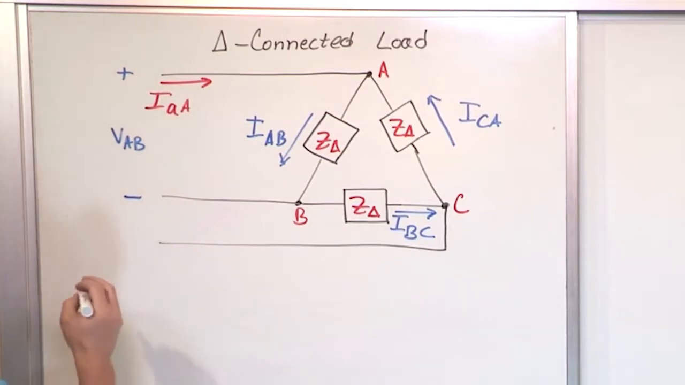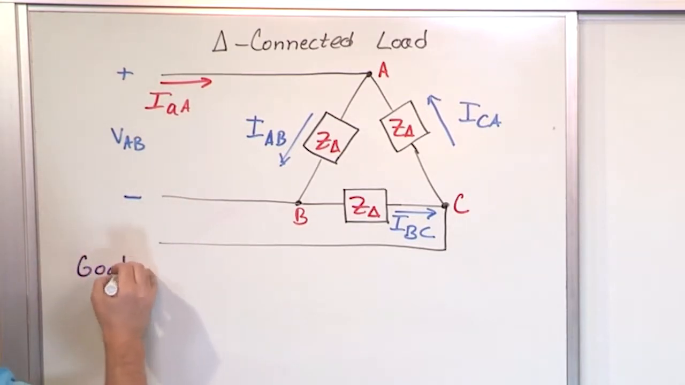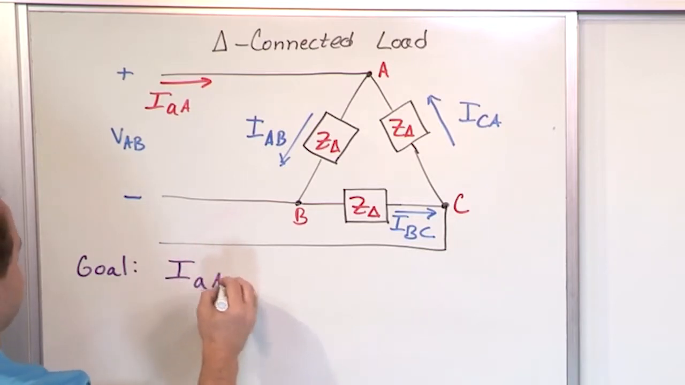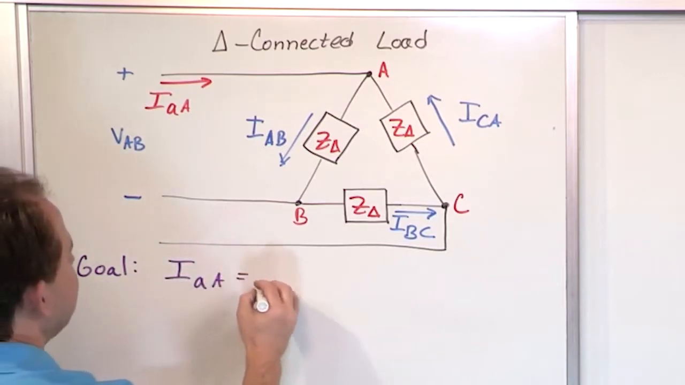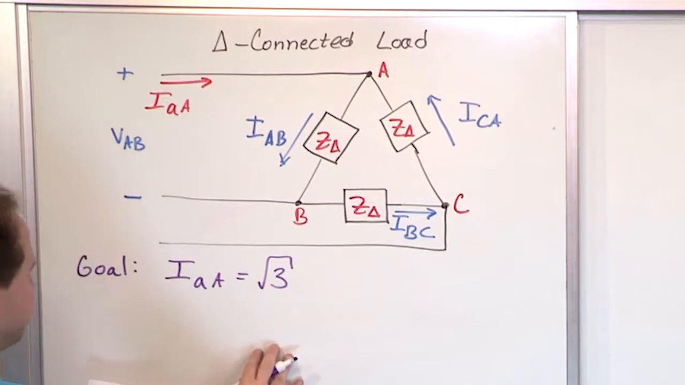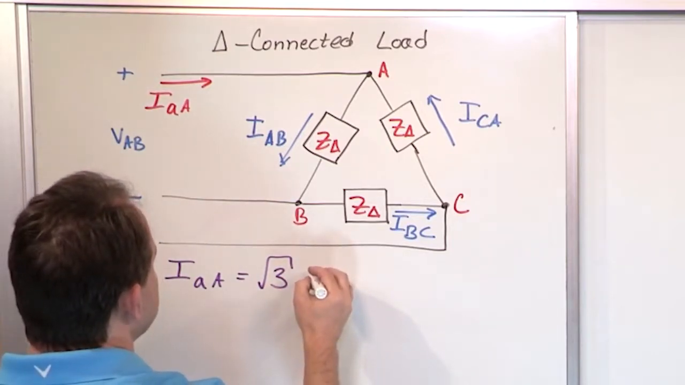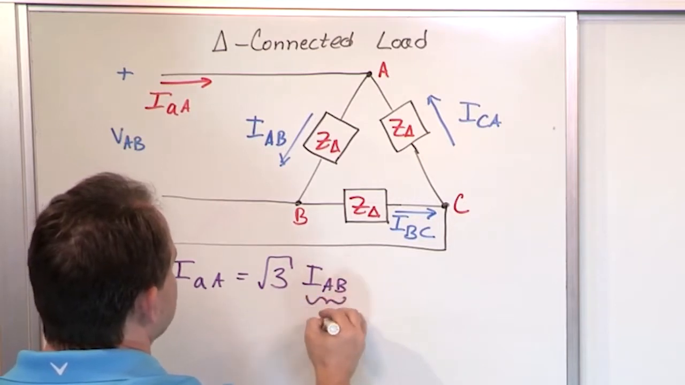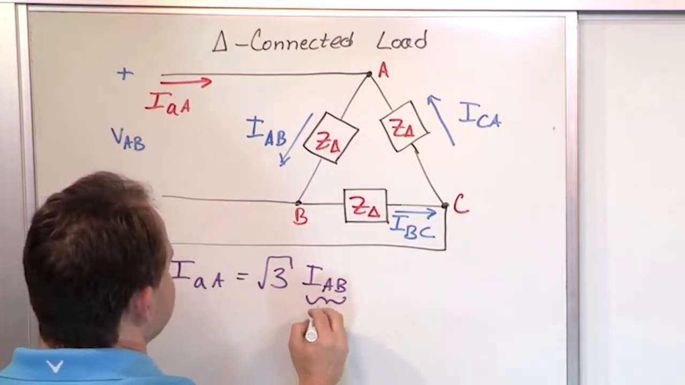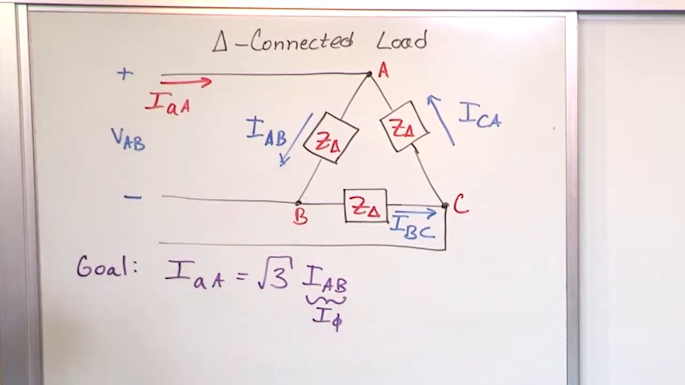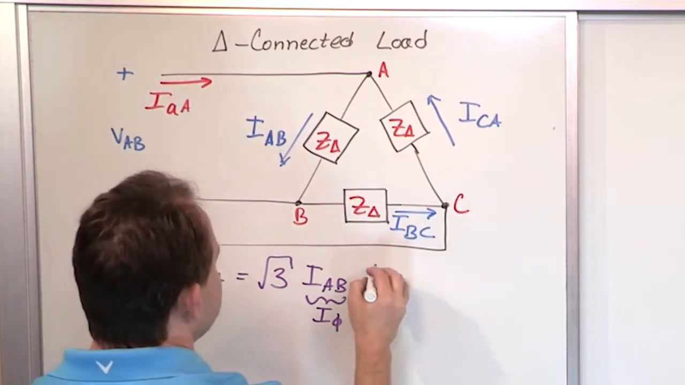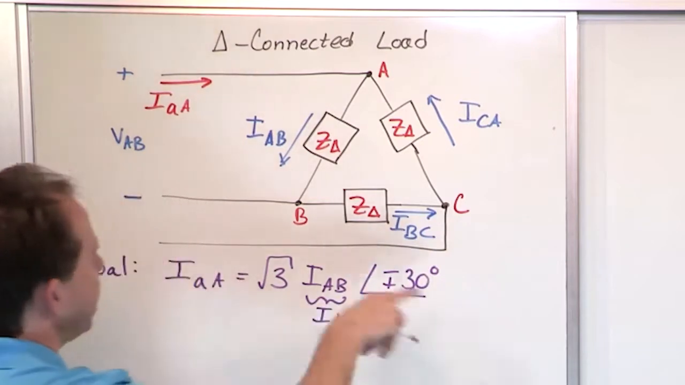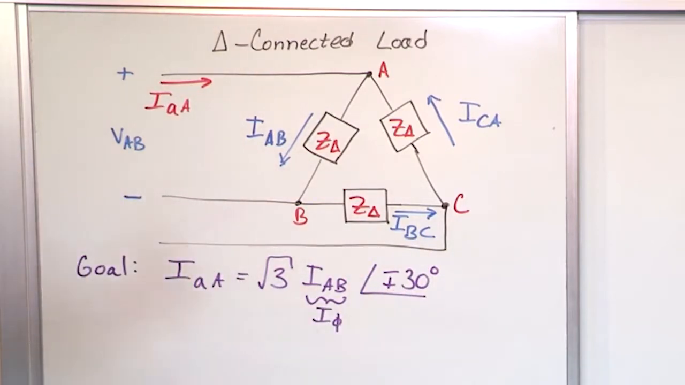The goal, what we're trying to do, is prove to ourselves that this line current, I capital A, is actually equal to the square root of 3 times I capital A B, which in most books you'll see written as the phase current, I phi, with a phase shift of minus plus 30 degrees. That's what we want to prove to be true because we're going to use it for every problem from here on out.